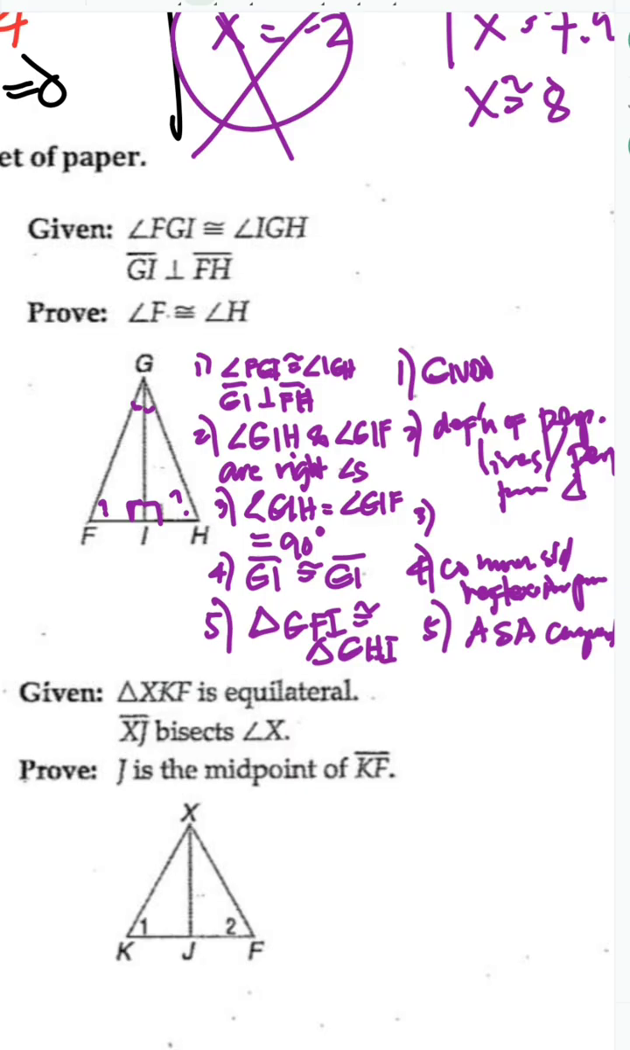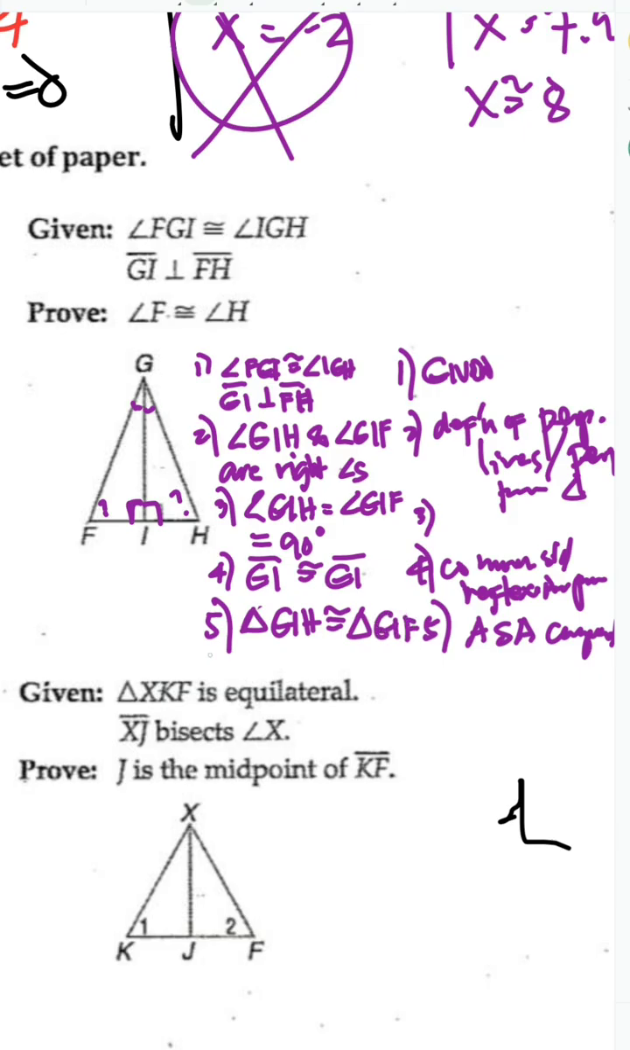No. Triangle FGI. Yeah. Am I right? GFI, GIF. No. So triangle GIH is congruent to triangle GIF by ASA.